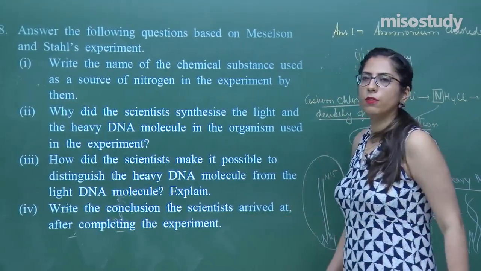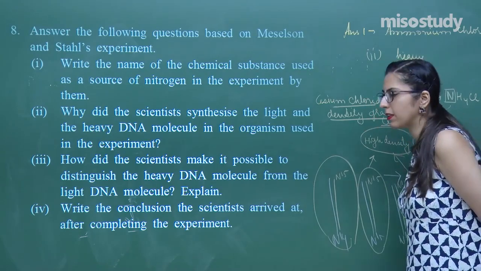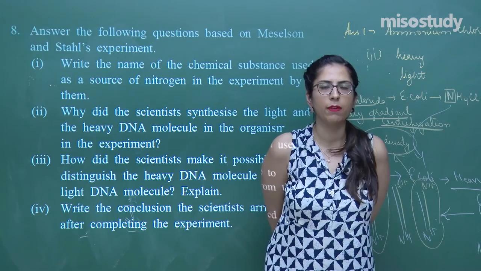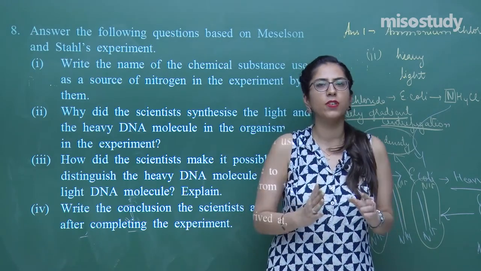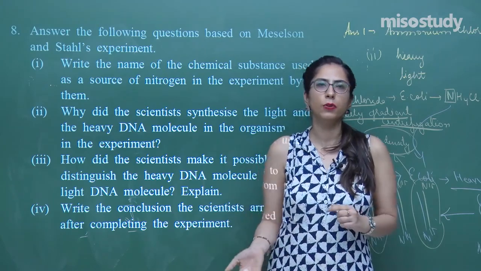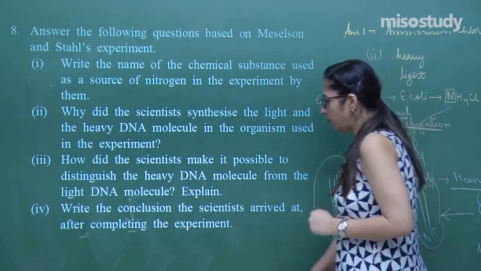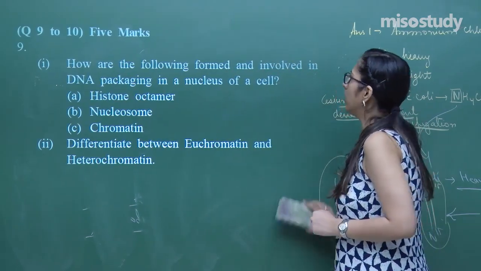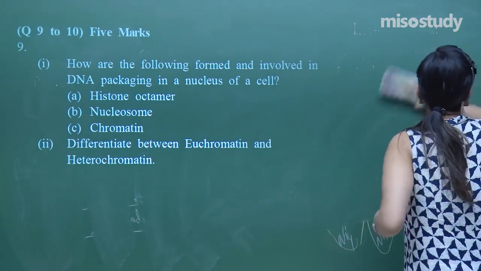Now, come back to the fourth point, which says to write the conclusion the scientists arrived at after completing the experiment. The conclusion was that DNA replication is semi-conservative: one strand of the DNA is from the parents, and the other strand is newly synthesized. So, this was an experiment. Now, let's move on to the next question, question number 9. This is a 5-mark question.